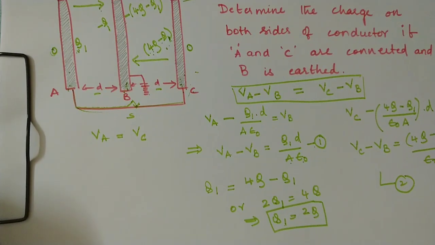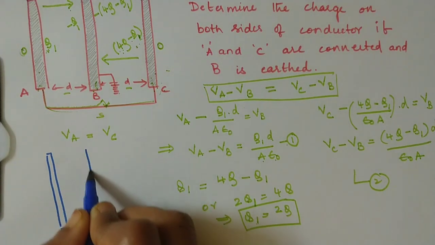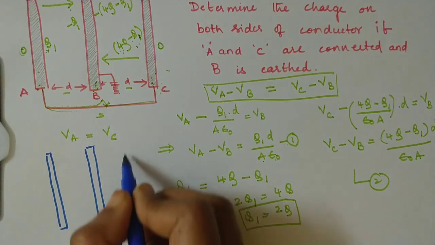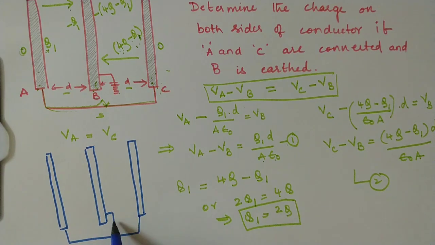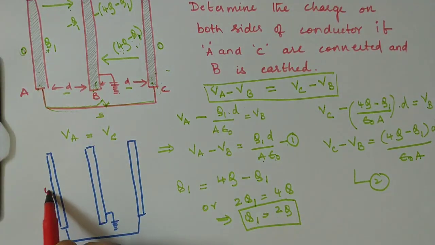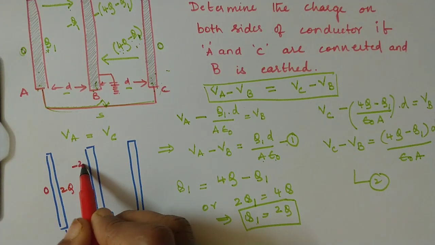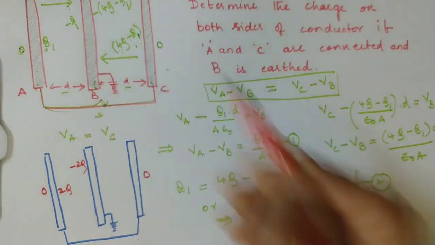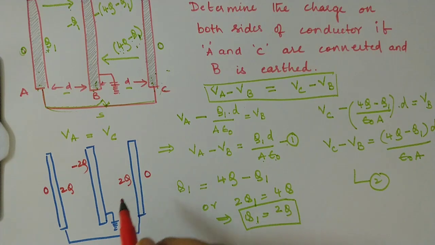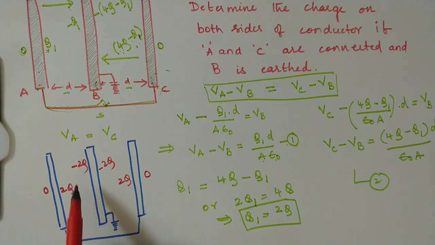Go back to the question. I will redraw this diagram. This is the plate A. Middle one was B. Last is C. A and C were connected through a switch. And this is being earthed. Okay, now you observe the charges. This is 0. Here is Q1. What is the value of Q1? 2Q. If this is 2Q, minus 2Q, then 4Q minus Q1. This side is 0. 4Q minus 2Q is again 2Q. If this is 2Q, here will be minus 2Q. So this is how charges are distributed on either sides.